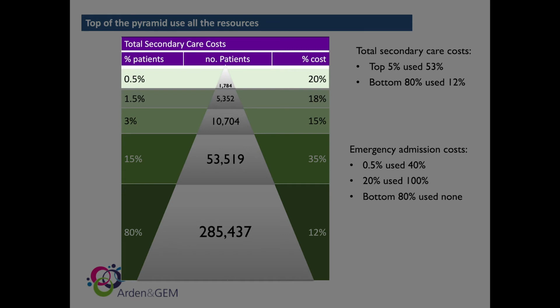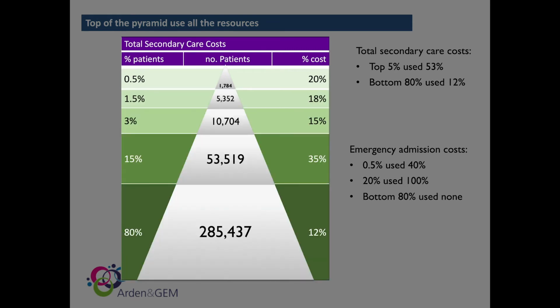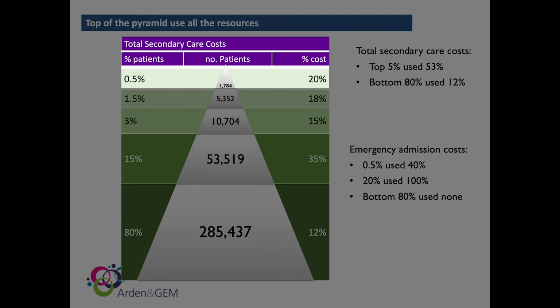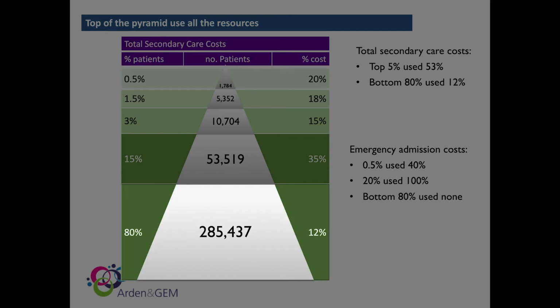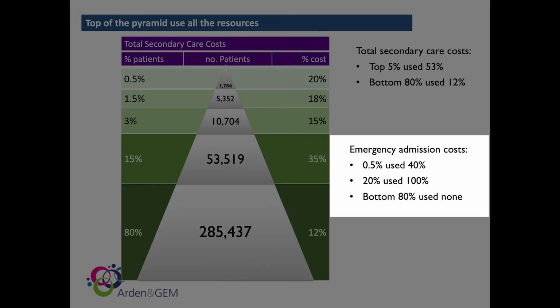This slide looks at total secondary care spend. The pyramid shape is what you might expect, but what we hadn't realised is the extent to which the top of the pyramid do use so much of the resource. So in this slide you can see the top 0.5% of your users spend 20% of the budget, and the bottom 80% only use 12%. And this is even more extreme when you just look at emergency care budget, where the top 0.5% use 40% of the resource and 80% of the population don't use any at all.